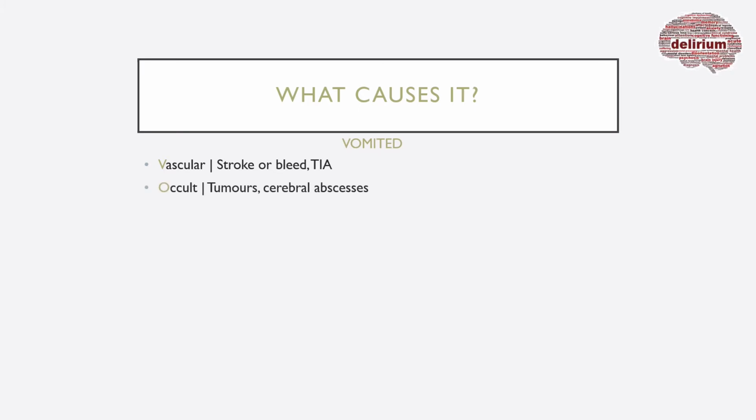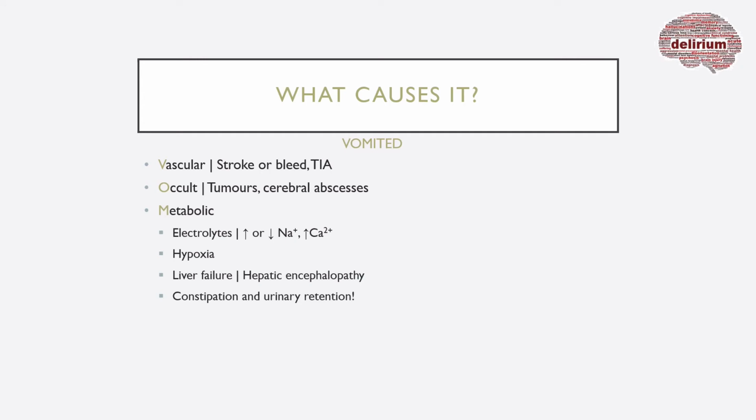O is occult, so hidden things that are not immediately obvious. These aren't so common, but things to consider in the appropriate clinical context. Things like cerebral tumours or rarely cerebral abscesses. M is metabolic, so by metabolic we refer to things on the blood panel. So commonly changes in electrolytes, especially hyper and hyponatremia or hypercalcemia. Hypoxia from infections such as chest infections. Liver failure from any cause because of hepatic encephalopathy, where there's a buildup of ammonia.